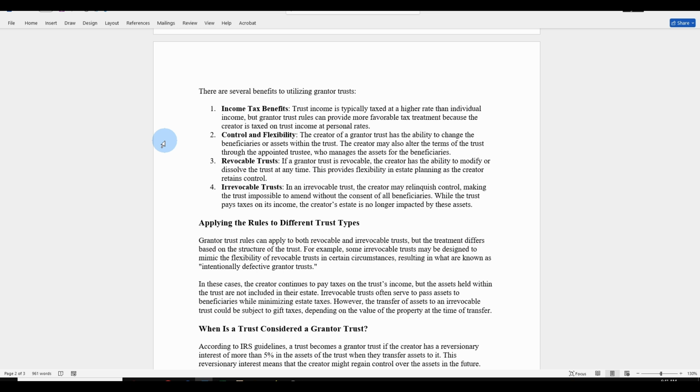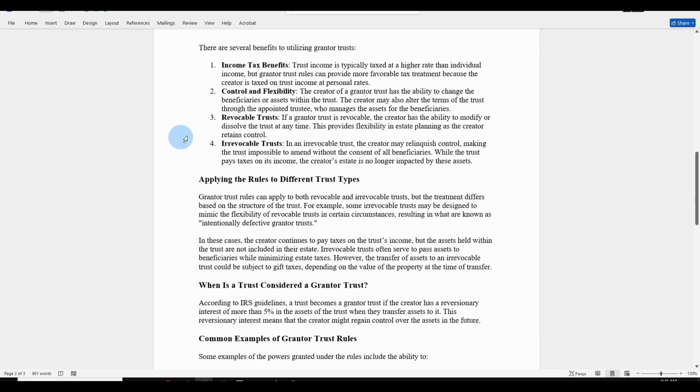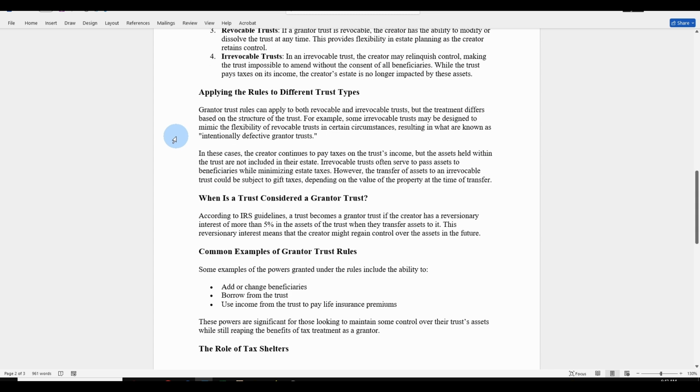The creator may also alter the terms of the trust through the appointed trustee who manages the assets for the beneficiaries. Revocable trust: if a grantor trust is revocable, the creator has the ability to modify or dissolve the trust at any time. This provides flexibility in estate planning as the creator retains control. Irrevocable trust: in an irrevocable trust, the creator may relinquish control, making the trust impossible to amend without the consent of all beneficiaries. While the trust pays taxes on its income, the creator's estate is no longer impacted by these assets.